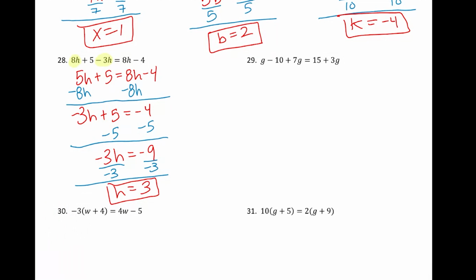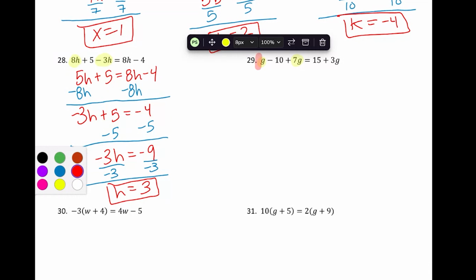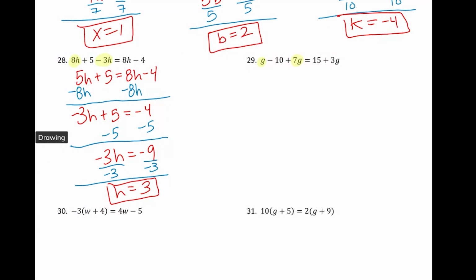Number 29 will work very similarly here. It's actually set up just like number 28. We're going to combine our like terms. Whenever you have a variable that doesn't have a coefficient in front of it, like that initial g, there is an implied 1 there. So anytime you see a variable with no number in front of it, with no coefficient, throw in a 1. You don't have to write it, but some students find that helpful. Okay, so 1g plus 7g is 8g's, minus 10 equals 15 plus 3 more g's.